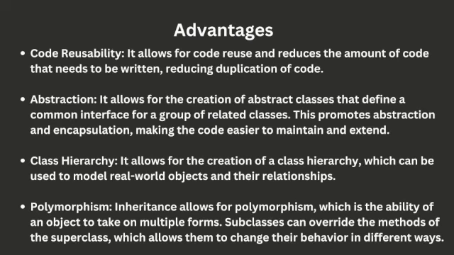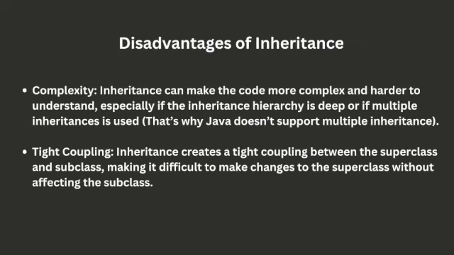First, it provides code reusability, because the subclass has access to all the methods of the parent class, and we don't have to write the same code again and again. So it reduces the duplication of code. Then abstraction, because it allows the creation of abstract classes that define a common interface for a group of related classes. Then it provides a hierarchy, which can be used to model real-world entities and their different relationships. And inheritance also allows polymorphism, which is the ability to take an object into multiple forms.